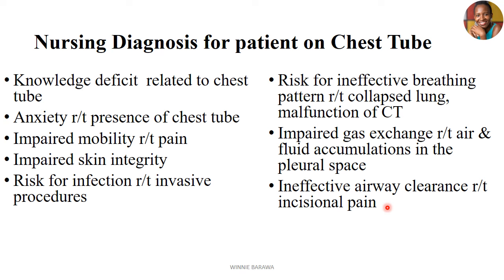So the nursing diagnoses for a patient on a chest tube are broad and there are very many, so you cannot miss one in describing your patient. From knowledge deficit, anxiety, impaired mobility, impaired skin integrity, risk for infection, risk for ineffective breathing pattern, impaired gas exchange, all the way to ineffective airway clearance. All these are nursing diagnoses that you can implement if you are looking for different approaches to managing the chest tube insertion areas.